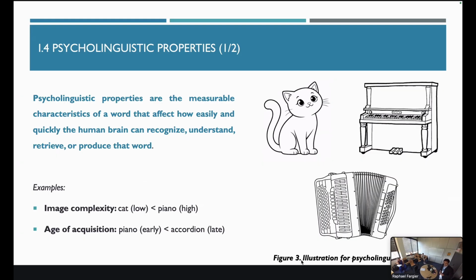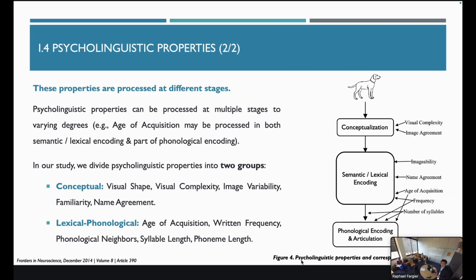Or when we're talking about the age of acquisition between the piano and the accordion: during our entire life, we learned the word piano before the word accordion. So the age of acquisition of the word piano is lower than the word accordion. Image complexity and age of acquisition are typical examples of psycholinguistic properties. Researchers agree that these properties are processed at different stages, and you can see in the image here.